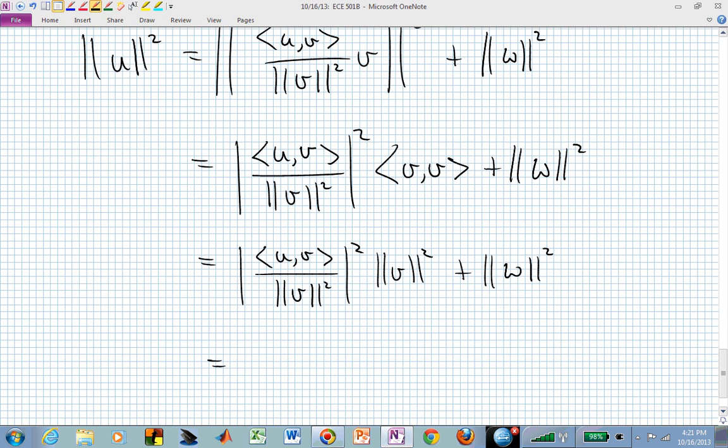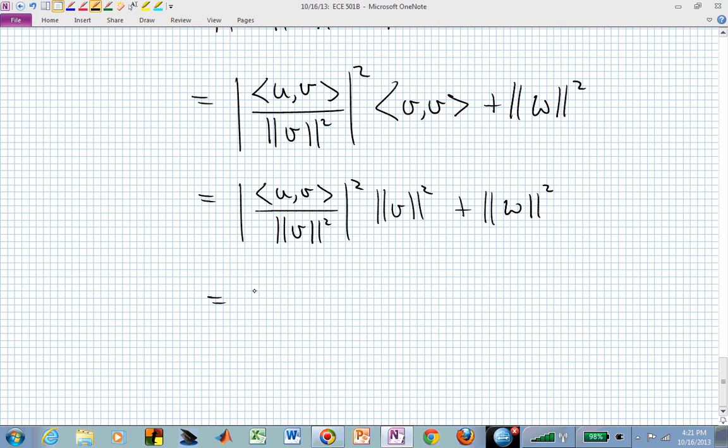But we have several norms of v floating around. Let's just reduce that to one of those pieces. We have the norm of v squared, and now we have the norm of v squared squared. So let's just get rid of one of those. And we then end up with, let's say, this is now the inner product of u and v, squared, over the norm of v squared.